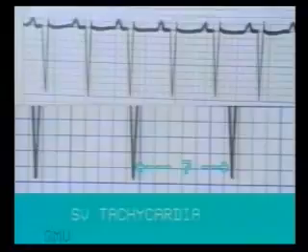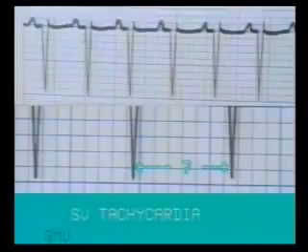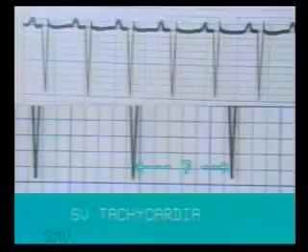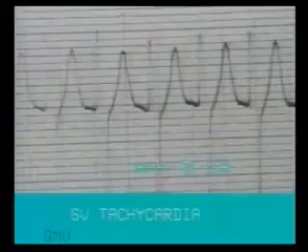This ECG shows tachycardia. The RR interval is 7 mm, so the rate is 210 per minute. This is much above the range of sinus tachycardia and is termed as supraventricular tachycardia or paroxysmal atrial tachycardia.